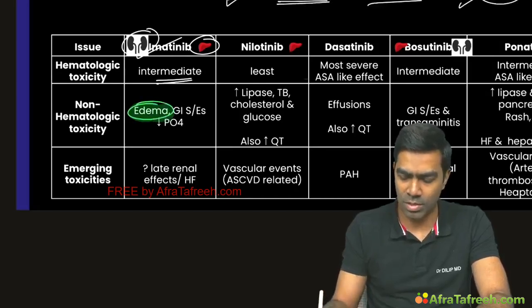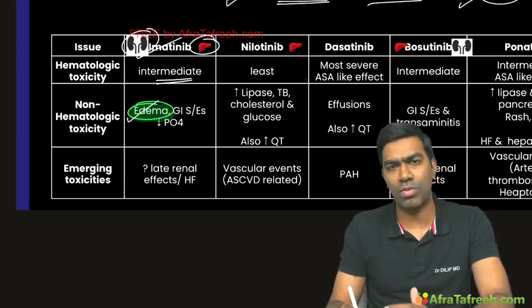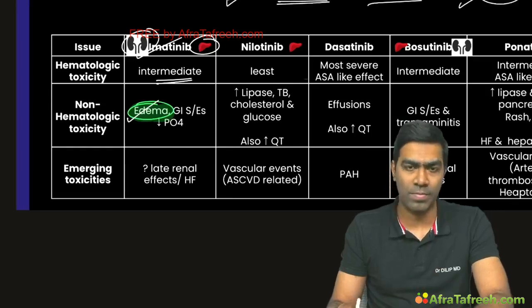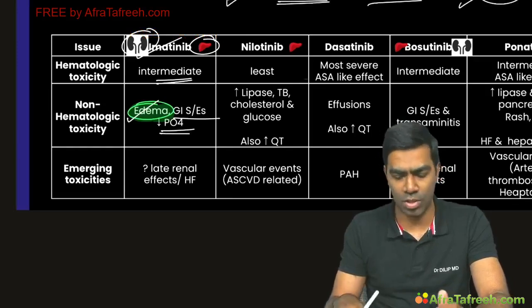Like 30-40% of patients can develop edema, but again, this is not a kind of toxicity role, and most of the patients are going to tolerate this edema very, very well. And patients tend to have GI side effects, and they can have hypophosphatemia also, but these are not very important side effects.